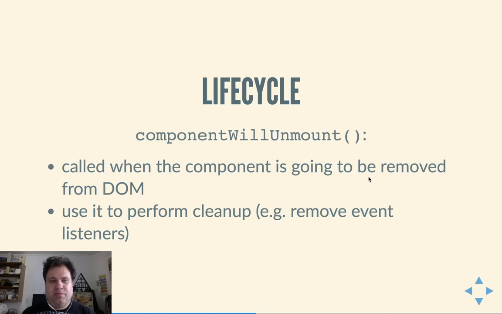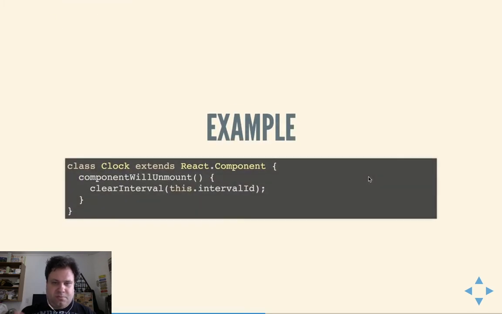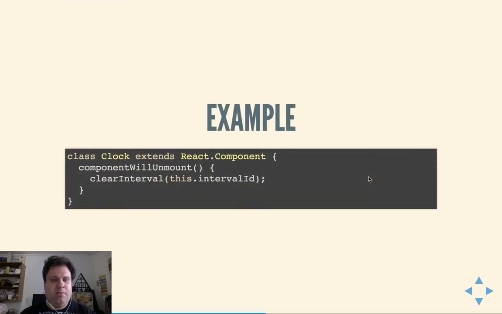componentWillUnmount is called when the component is going to be removed from the DOM, when the component is going away. And typically we use it to perform cleanup for those elements or event listeners or things like that that we may have defined in, for example, componentDidMount. So going back to our clock example, here we have it again, and in componentWillUnmount, we're going to clear the interval for that setInterval function that we defined. Pretty straightforward.